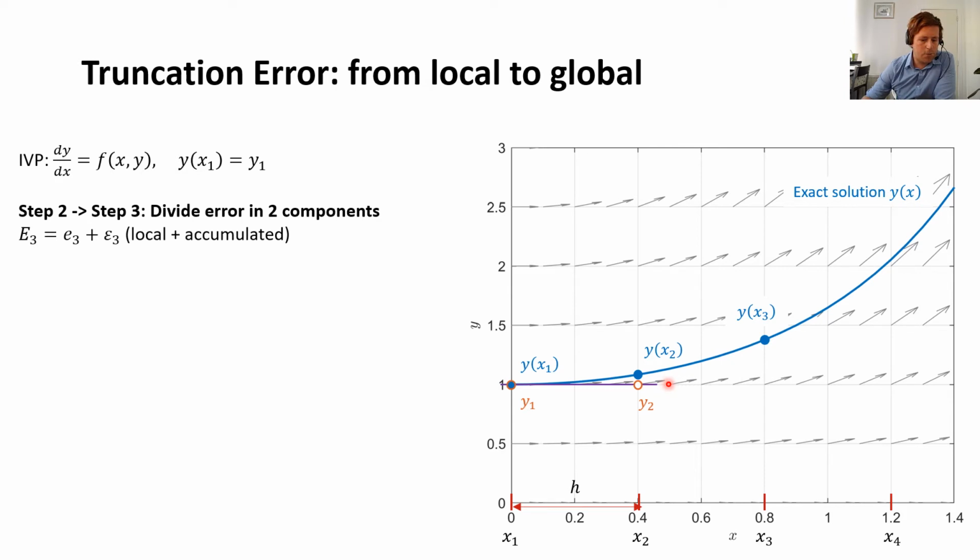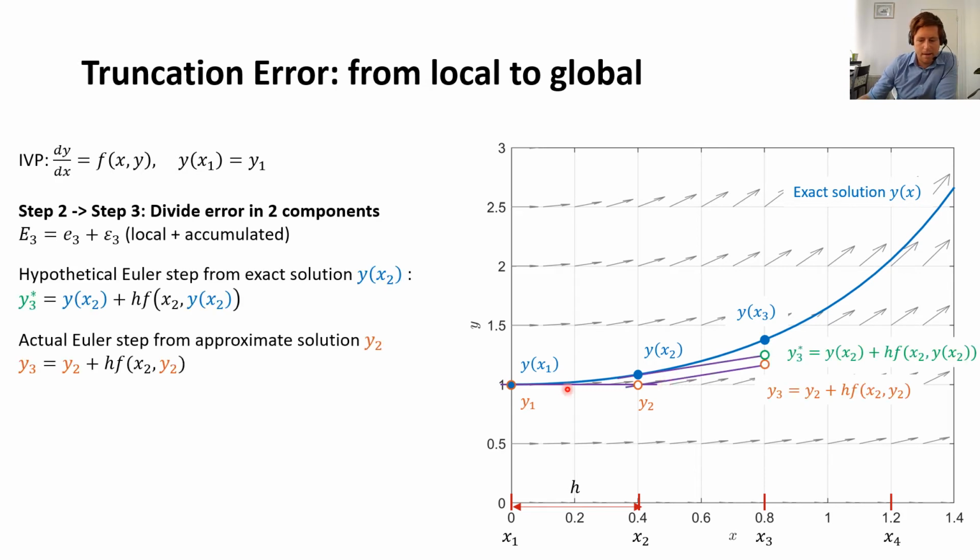Now, in order to quantify this, let's take two different Euler steps, where the first one is, let's say, a hypothetical Euler step. So that's not the one we do in practice, but assuming that we had started from the exact solution here, that we would have taken an Euler step. So we evaluate the tangent line to the blue curve over here, which is f evaluated at x2 and at the exact solution.